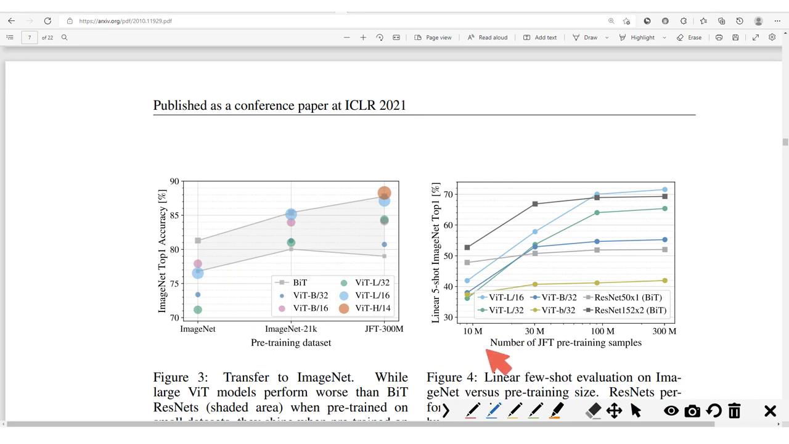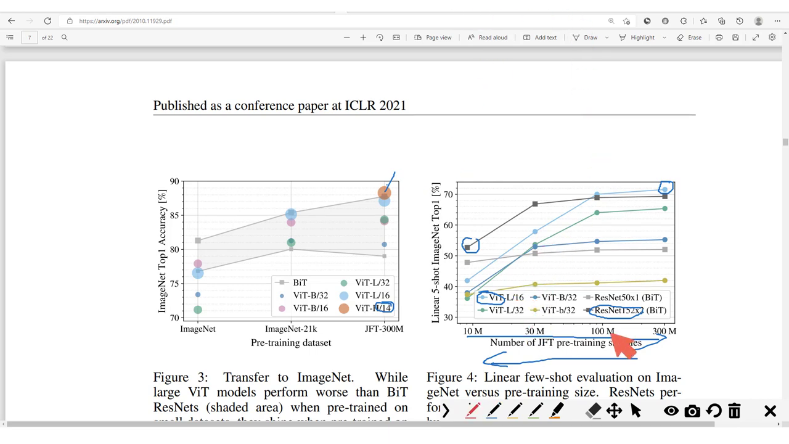Also, from these plots, you see that when you increase the number of pre-training samples, the model which performs the best is this ViT right here. See here, we have this ViT, and this outperforms the ResNets, whereas for a reduced number of samples, the ResNets outperform the ViTs. While here, the smaller the patch size, like here we have this 14 by 14 patch size, the better the results.